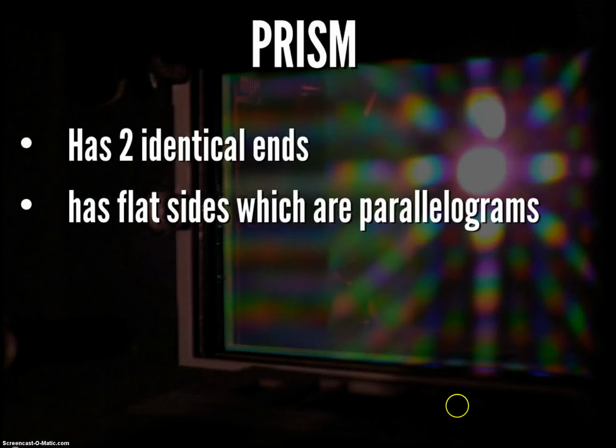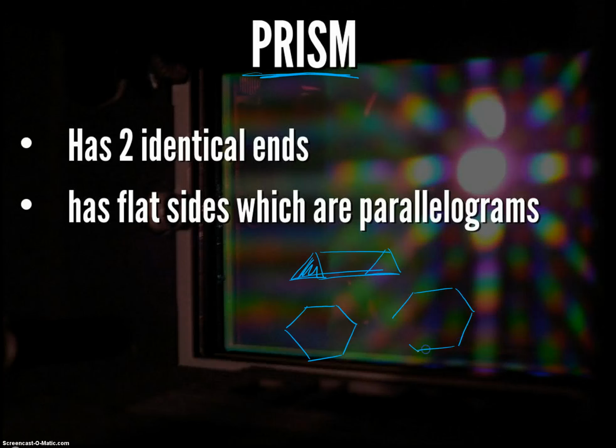So prisms are things that have two identical ends. They're 3D shapes with two identical ends. If you think of triangles, you would just draw two triangles and then connect the vertices. You have a triangular prism. If you have a hexagon, 6 sides, draw another one, and you connect their points. I should have done this a little further apart. You get a hexagonal prism.